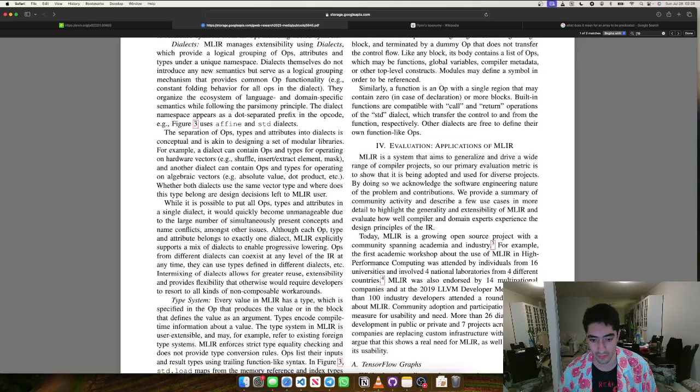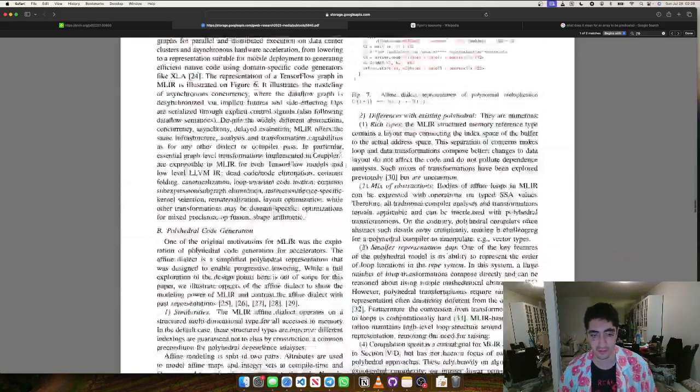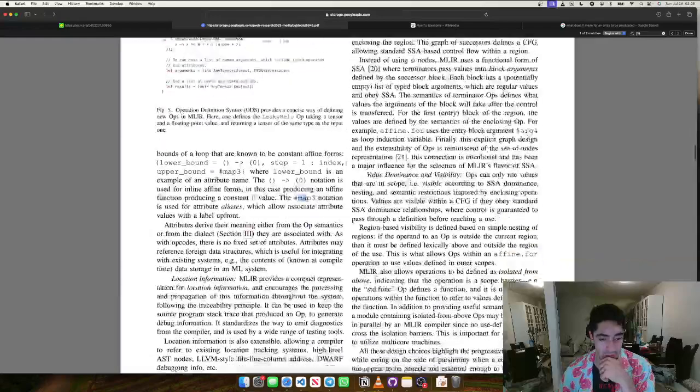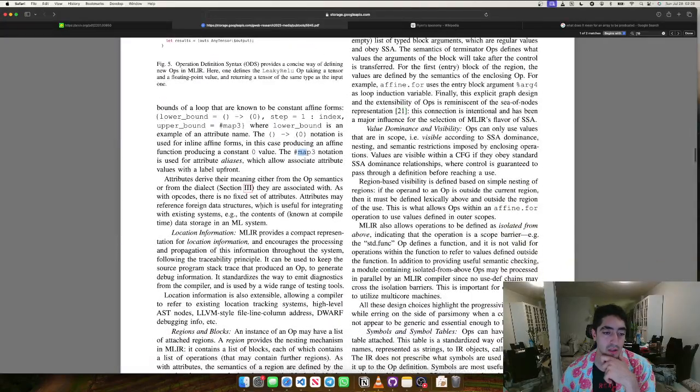Why did we jump here? Not sure why we jumped here, but not sure. Okay.